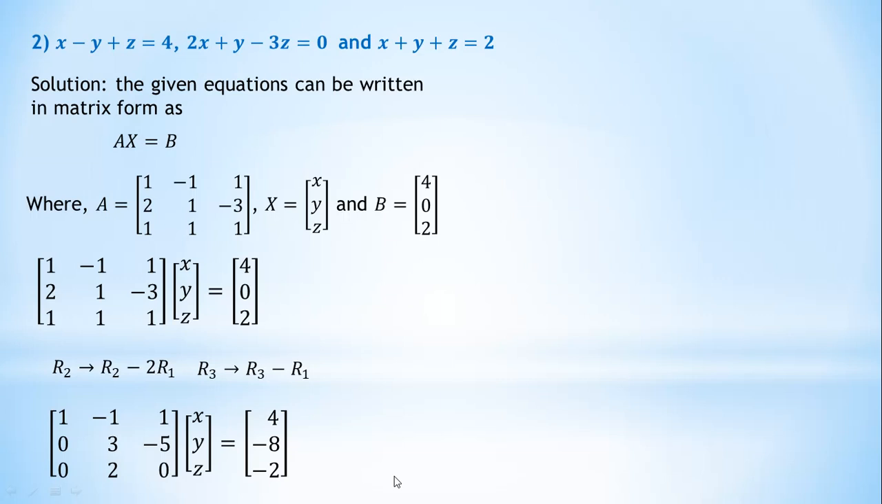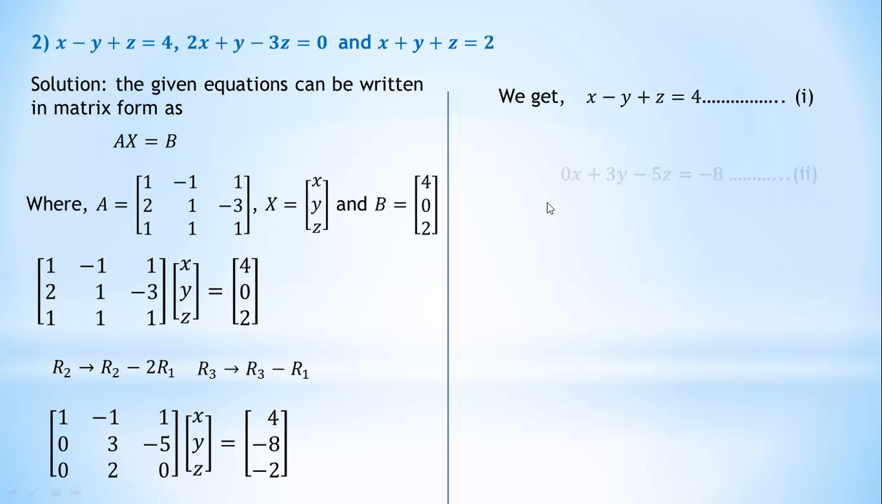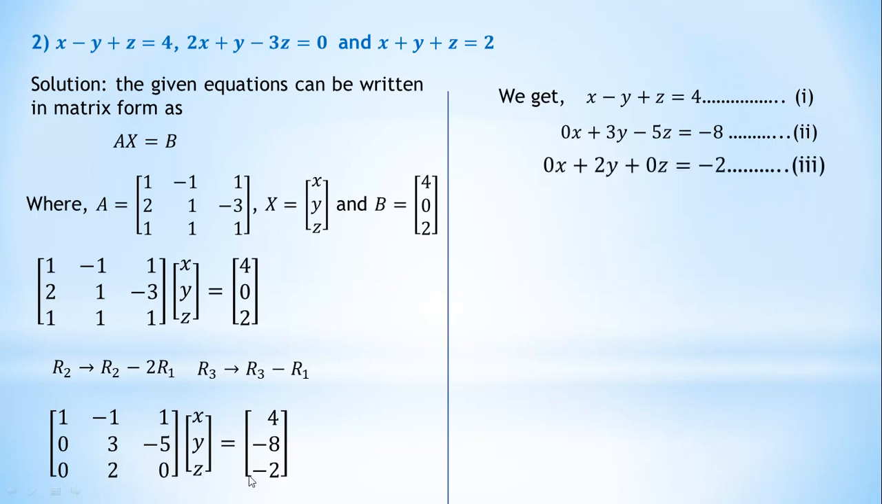Okay, so if you convert directly this equation into the regular form of the equation, then what will you get? We get, see, first equation as, if you multiply first row into first column, then we get x minus y plus z is equal to 4, that is the first equation. Then if you multiply the second row with this column, then we get 0x plus 3y minus 5z is equal to minus 8 as a second equation. And what about the third equation? See here, if you multiply the third row into this column, then we get 0x plus 2y plus 0z is equal to minus 2.